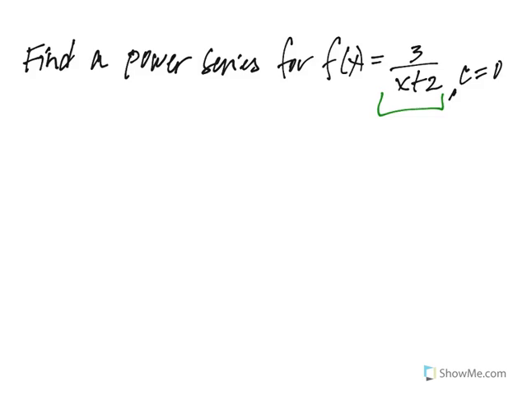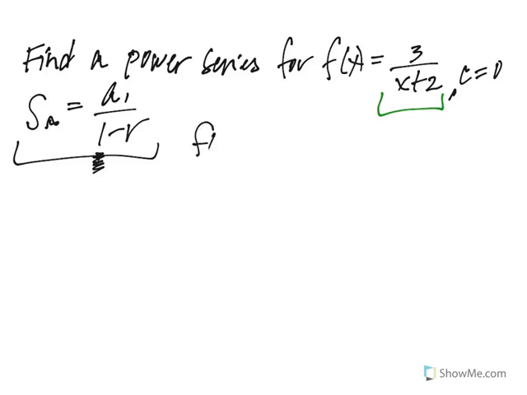But this is really, really close to a friendly form, so I just need to manipulate it, and then I can use the pattern that we just talked about to put it into power series form. Okay, so just as a reminder, S sub infinity is equal to a sub 1 over 1 minus r. So this is what we're going for, which means, first of all, that this has to be a 1. So I'm going to take my original function, my f of x, and I'm going to manipulate it.